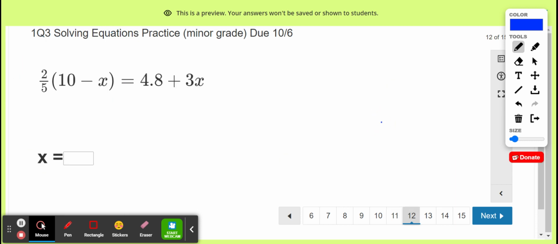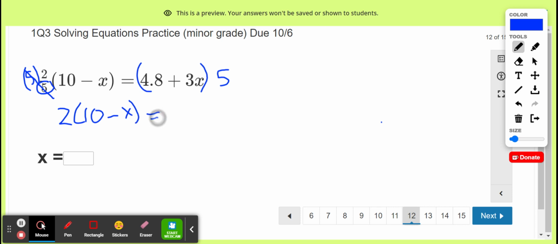Yeah, number 12, we're multiplying by 2/5. We want to clear this fraction here. So we multiply the left side by 5, and we're going to multiply the right side by 5. So 5 divided by 5 will cancel. So we're left with 2 times parentheses 10 minus x equals. Now we need to distribute 5 times 4.8 and 5 times 3x.